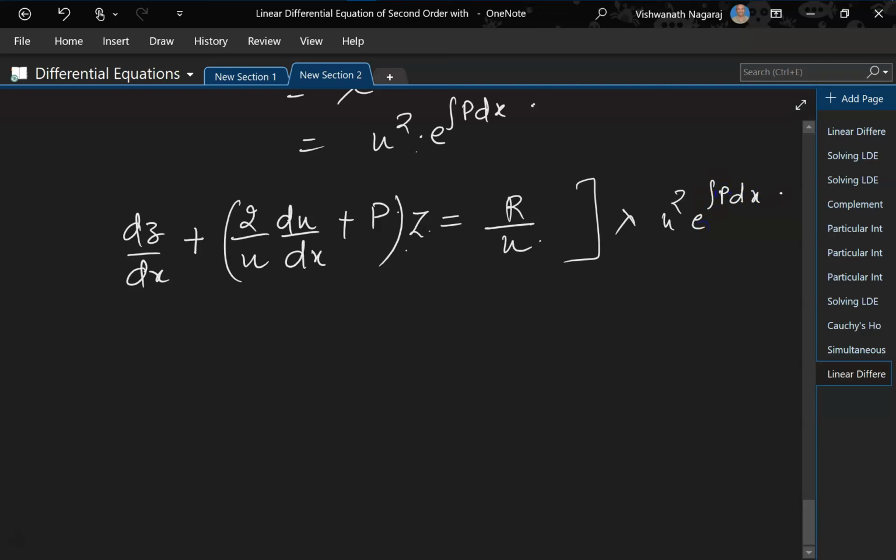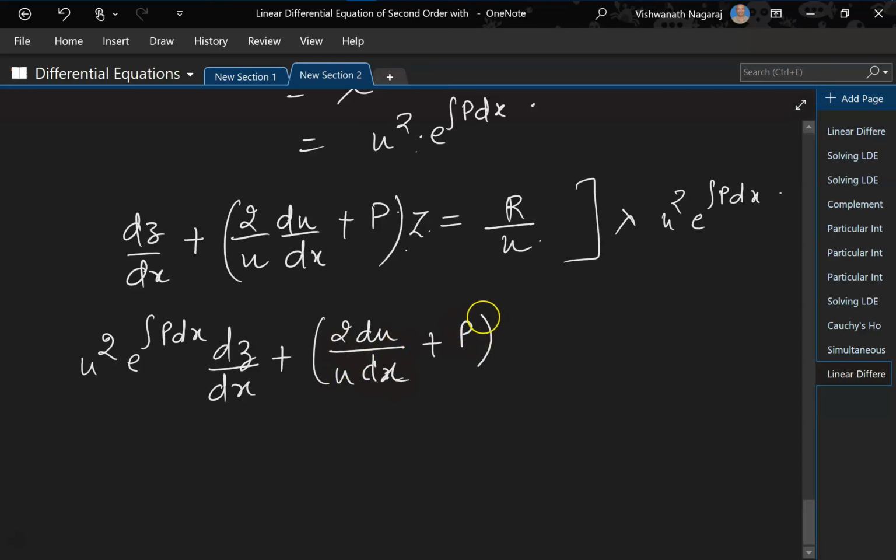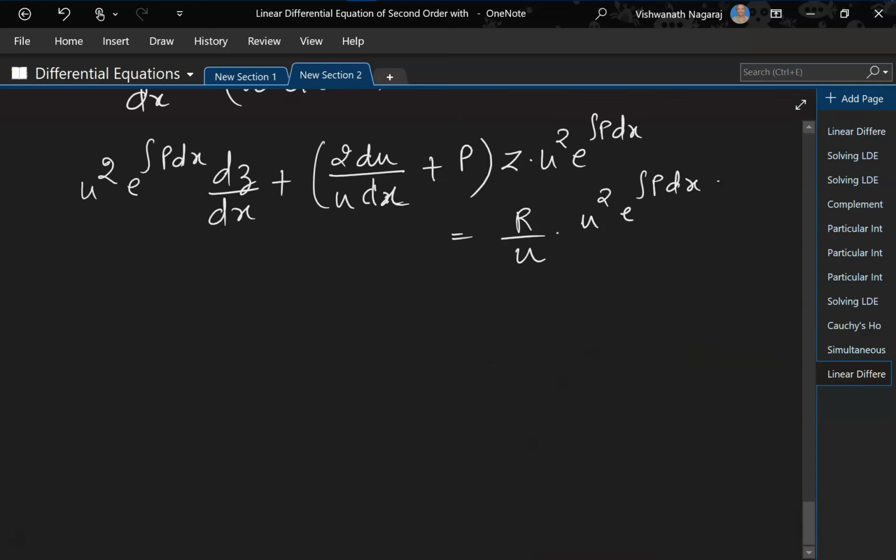So what happens? We get u square e to the power of integral of p dx, dz/dx plus 2 du/(u dx) plus p, z, times u square e to the power of integral of p dx is equal to r by u times u square e to the power of integral of p dx. Okay, we have reached till here.